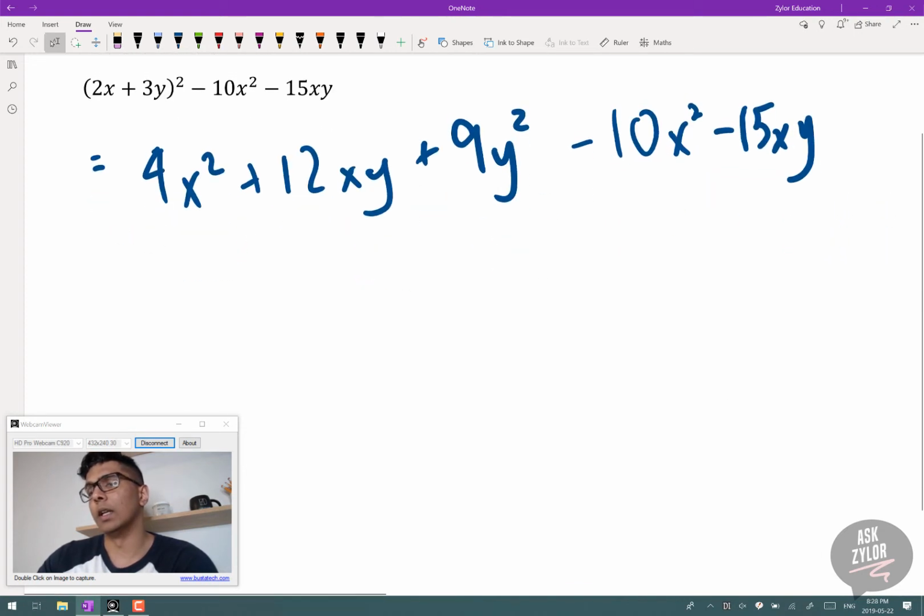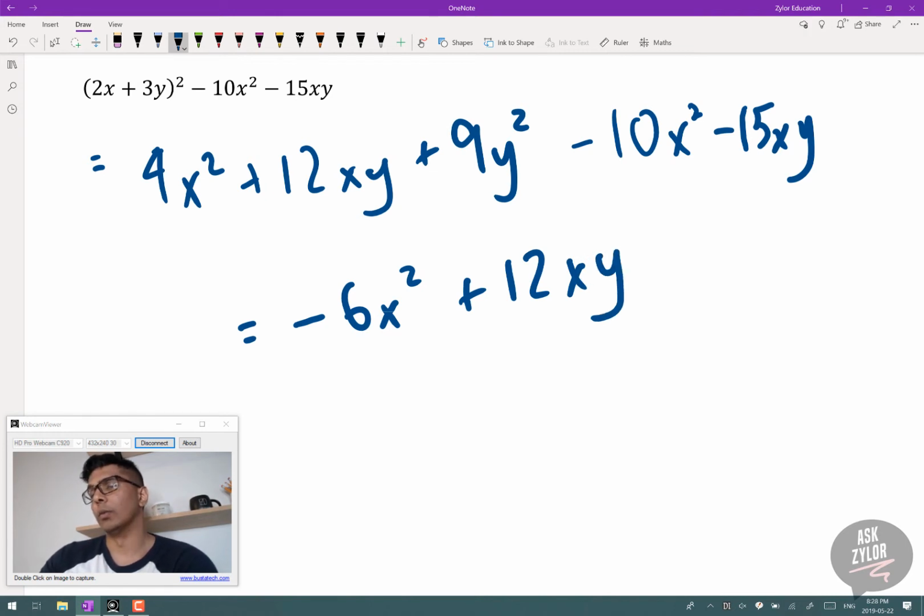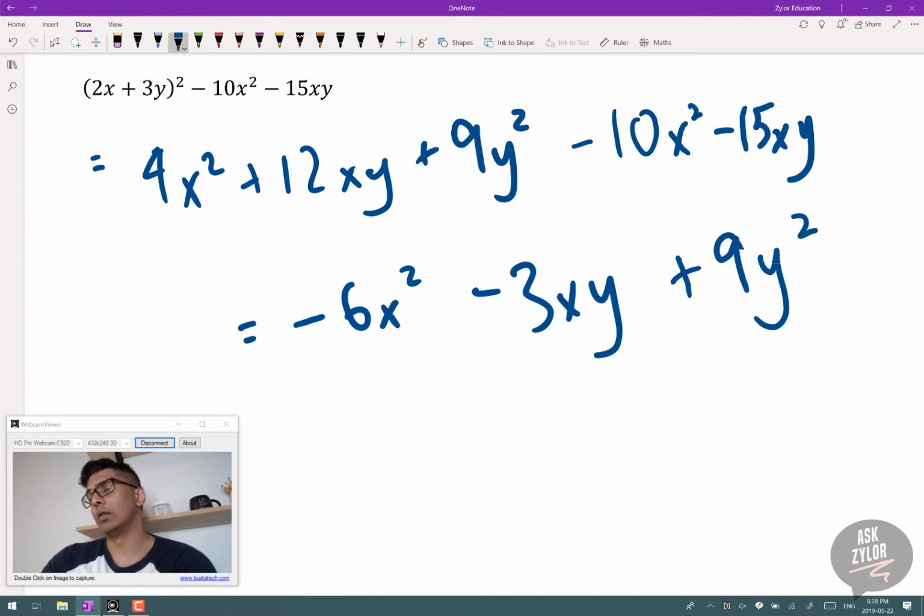Right. And then I'm going to collect the like terms. So I'm going to simplify this to be negative 6x squared plus 12xy. So plus 12xy minus 15xy leaves me with minus 3xy. Right, and I still have plus 9y squared.